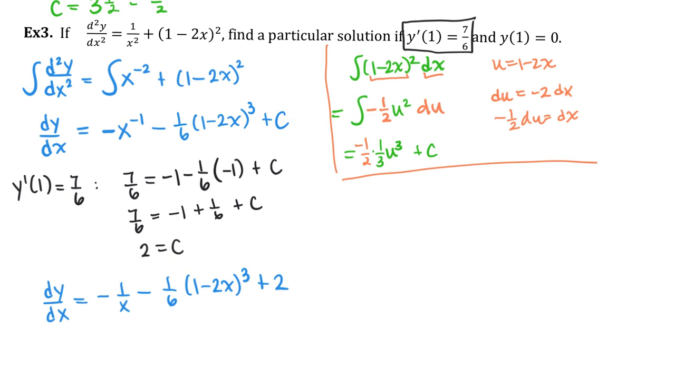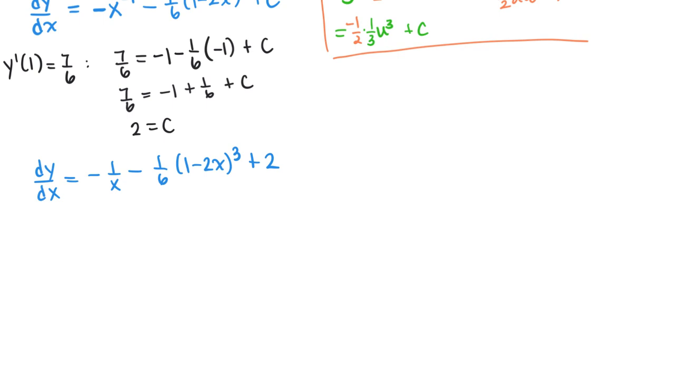Okay, now am I done? No, I'm not done. I want to find what y equals, and they tell me that y of 1 equals 0. So let's take the integral again, shall we? I'll go lower. If I take the integral again, the integral of dy/dx is y. Now I have negative 1 over x. If I integrate that, the integral of 1 over x is ln x, actually absolute value. So this is going to be negative ln of the absolute value of x.